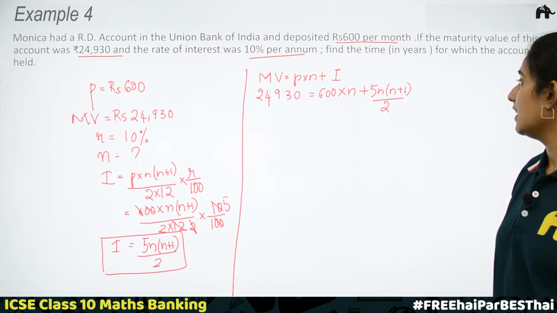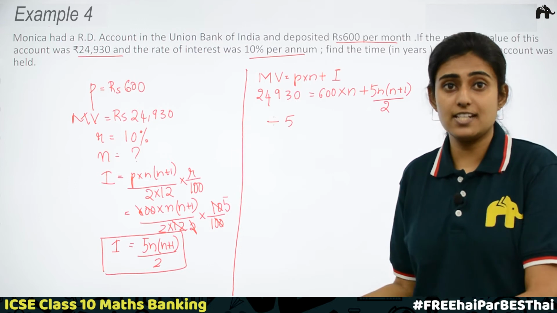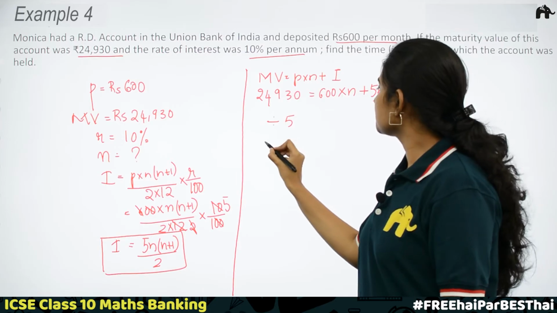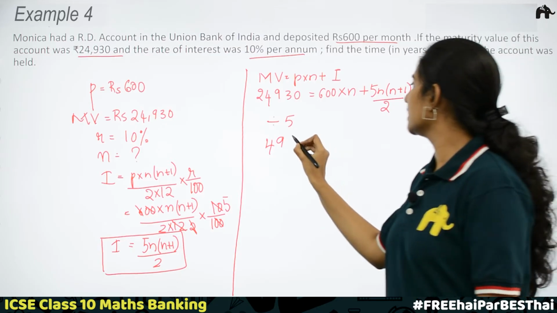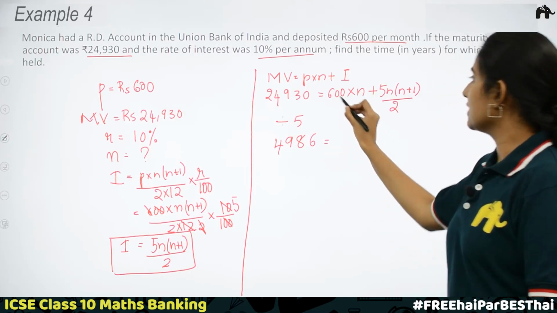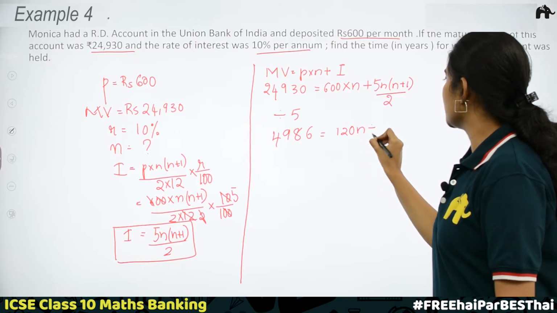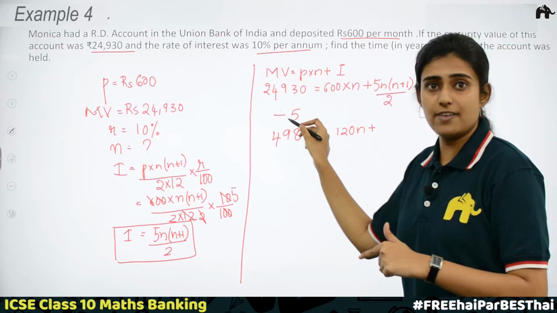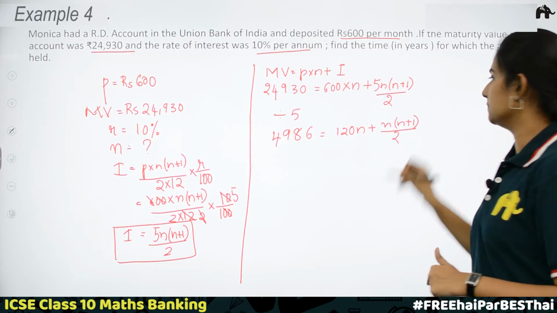Now what can be done? Dividing throughout by 5. That is both the left hand side and the right hand side you have to divide by 5. You will be getting 4,986 is equal to 600n becomes 120n plus here this 5 can get cancelled because in the denominator we are dividing by 5. n into n plus 1 divided by 2.